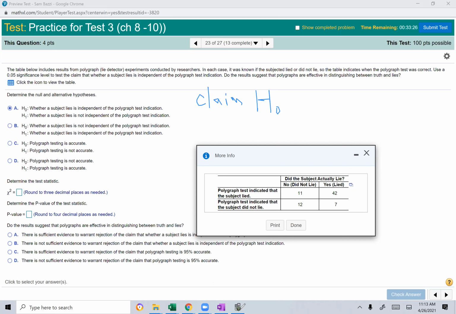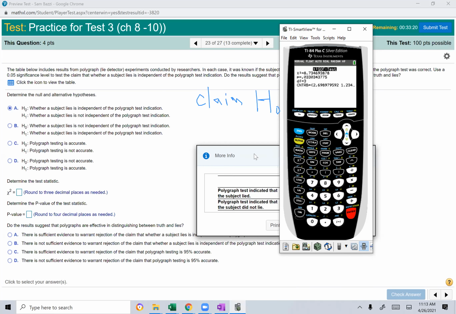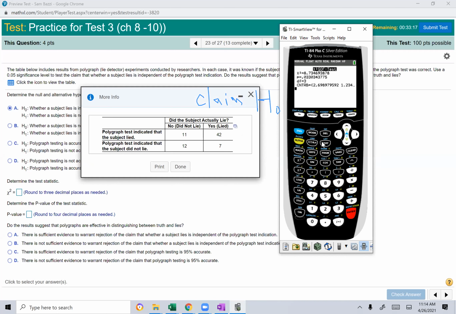Okay, here's how I taught you guys to do this using the calculator. You need to put the data into a matrix. And here's how you do it. Look, you go to second and matrix, X inverse right here. You go to edit and you press enter, and you decide how many rows of data and how many columns of data. We have 2 rows of data and we have 2 columns of data. So it's a 2 by 2, guys. Enter. And just enter them. That's it. 11, 42, 12, and 7.